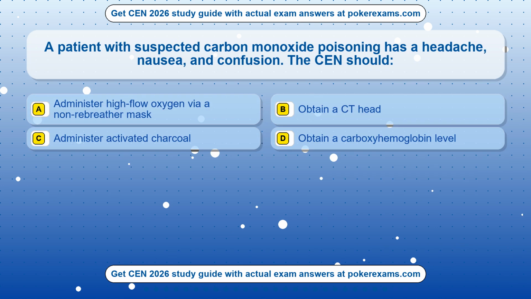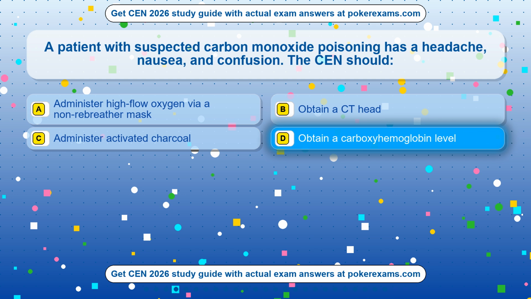Question 3. A patient with suspected carbon monoxide poisoning has a headache, nausea, and confusion. The CEN should: Option A, administer high-flow oxygen via a non-rebreather mask. Option B, obtain a CT head. Option C, administer activated charcoal. Option D, obtain a carboxyhemoglobin level. The correct answer is option D, obtain a carboxyhemoglobin level.